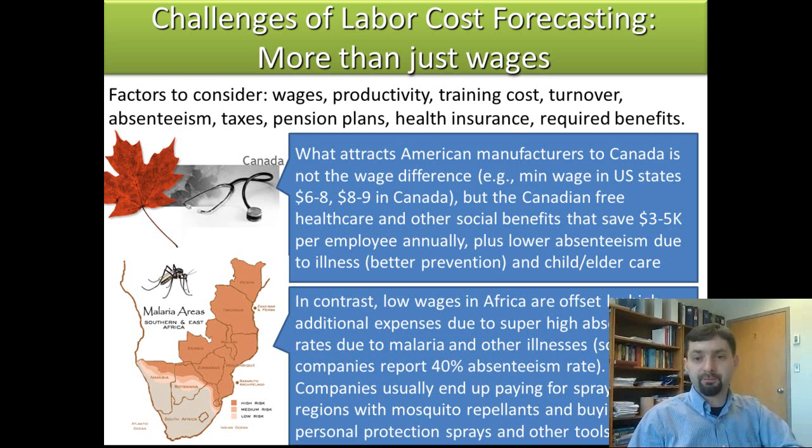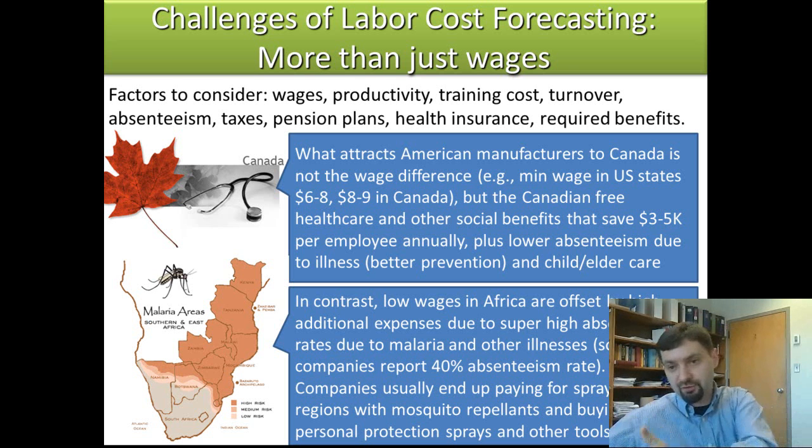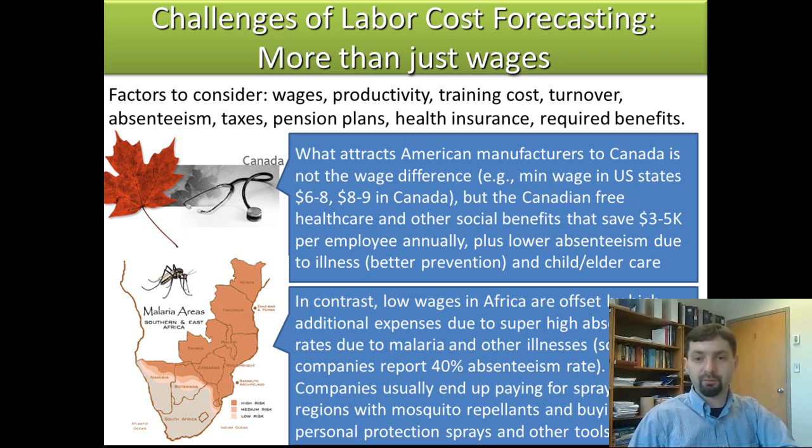And so by moving, for example, to Canada, you can save as an employer an additional $3,000, $5,000, even $6,000, depending on what kind of medical care package you would be offering here in the United States, and would not have to offer in Canada because it's already included for free in the taxes that the people pay there. So all those things might be taken into account, or need to be taken into account.